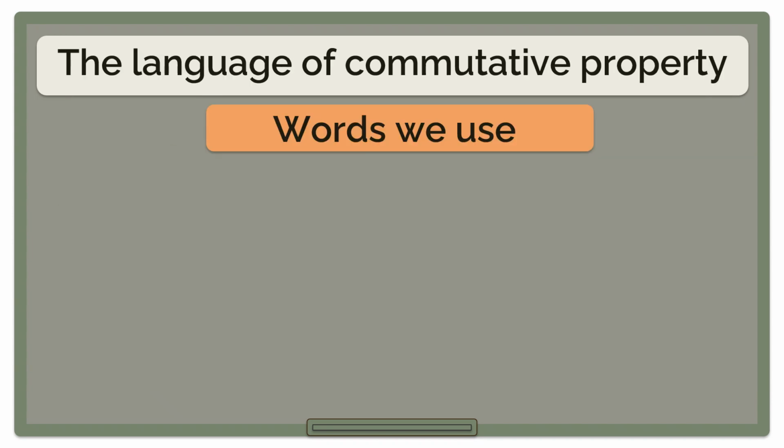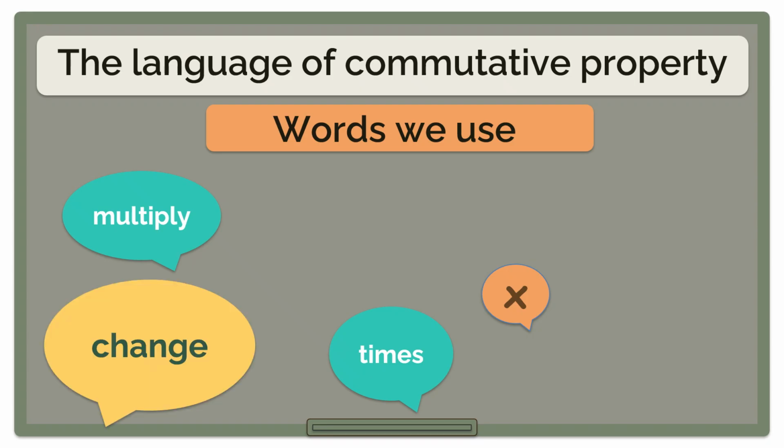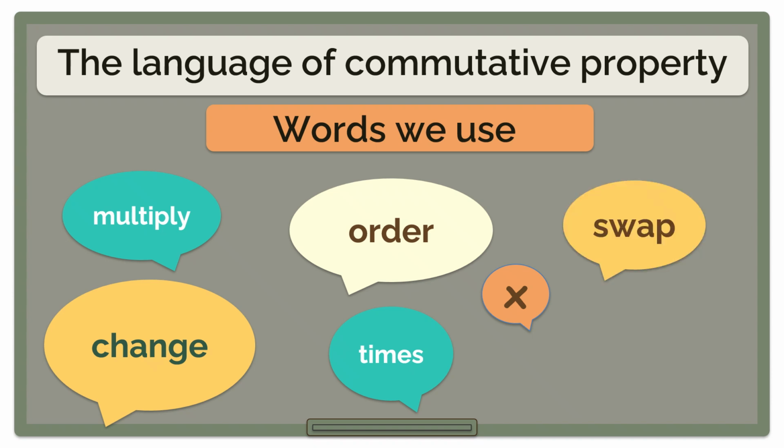So, the language of commutative property. What are the words that we use and we need? Well, multiply, we're familiar with that one, and times, we're also familiar with that, and we're familiar with our symbol. For the commutative property, we can also use the words change and order and swap. So we changed the order around in our sums, we swapped them, and we still got the same total.